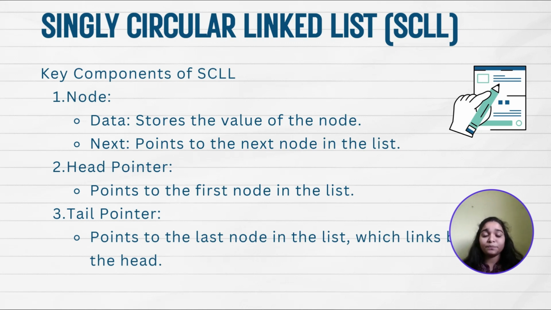If you remember, in the singly linear linked list we had only one pointer, the head pointer, right? Similarly, in the doubly linked list, we had the head pointer, and in the node structure we had next and previous pointers. But in the singly circular linked list, in the node we have only data and next pointer, then a head pointer for pointing to the first node, and a tail pointer to point at the last node. So this is all about the singly circular linked list.